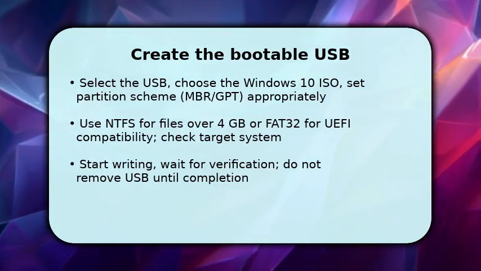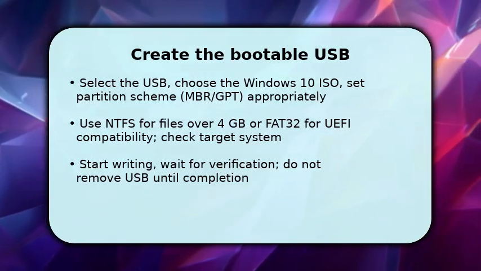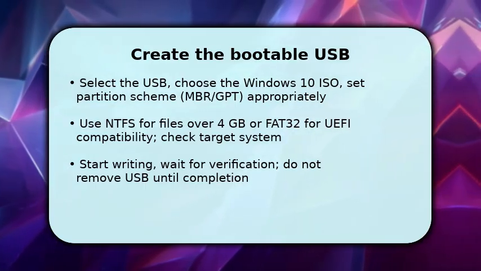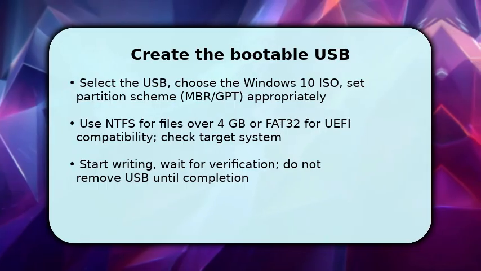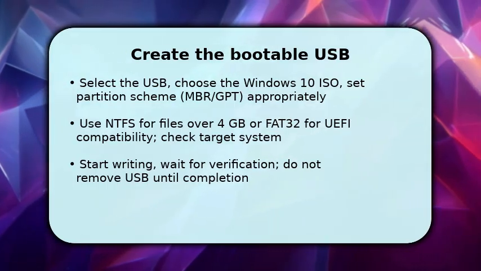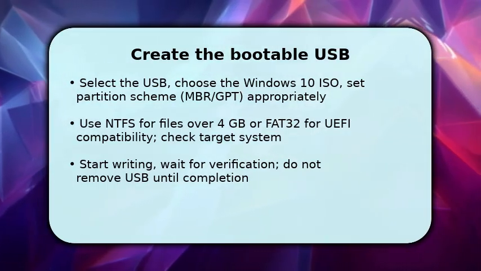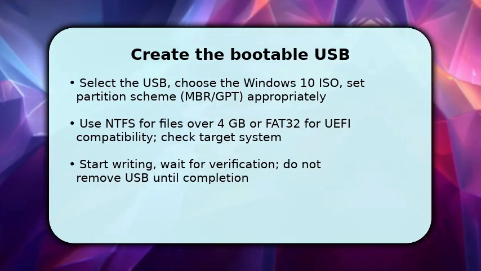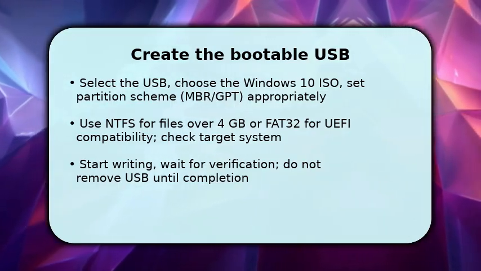In Rufus, choose the device, pick the downloaded Windows 10 ISO, and select the partition scheme, GPT for UEFI or MBR for legacy BIOS. Use NTFS when the install.WIM exceeds 4 GB. Use FAT32 when strict UEFI is required. You can split the WIM if needed.